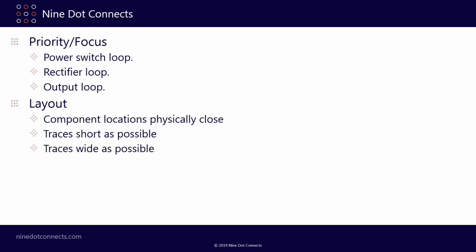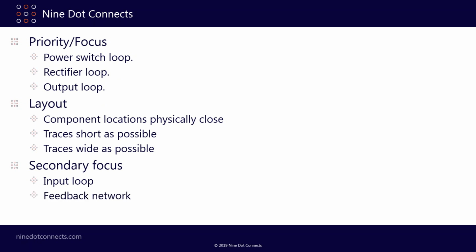Then your secondary focus is going to be on the input loop. That input capacitor has got to get energy from the power supply. That, again, is usually not nearly as problematic because it's at a higher voltage, and so it doesn't have to have as much current coming into it in order to provide the switcher with the energy it needs on the output.